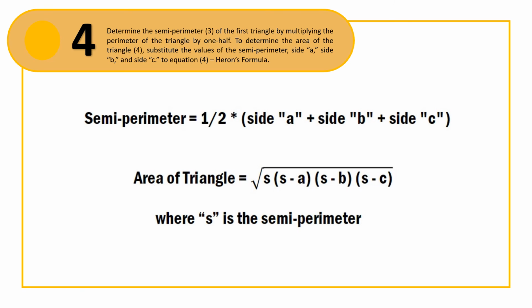Step 4. Determine the semi-perimeter of the first triangle by multiplying the perimeter of the triangle by 1/2. To determine the area of the triangle, substitute the values of the semi-perimeter, side A, side B, and side C to equation 4, Herons formula.